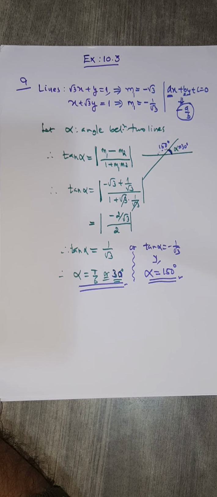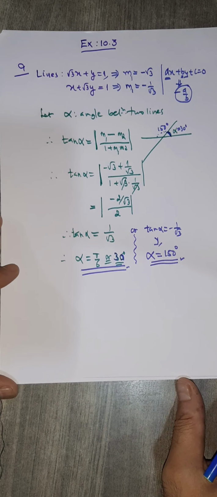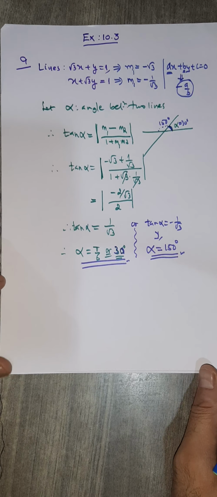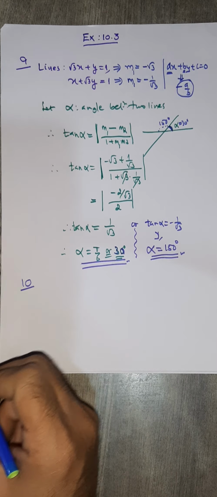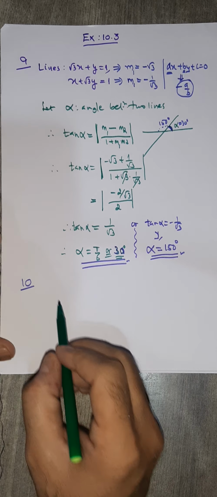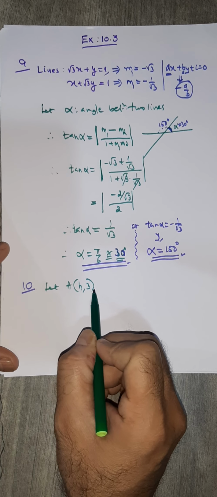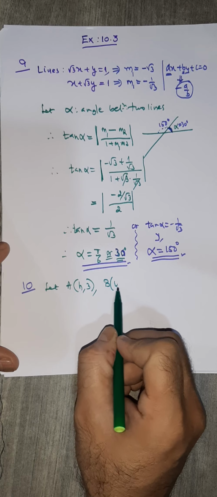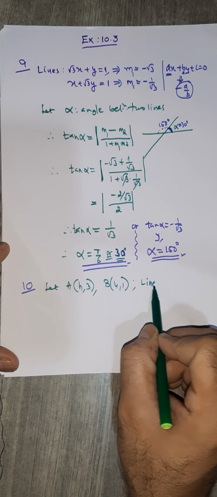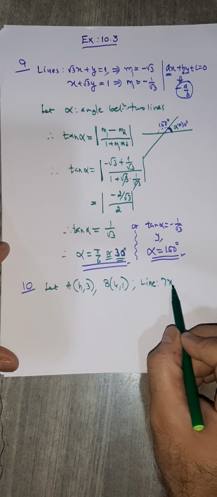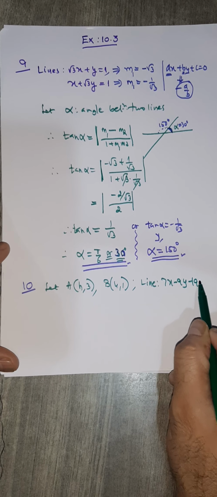Okay. The next question. What does it say? The line through these 2 points intersects the other line at right angle. Find h. Right angle means what? They are perpendicular. You are given two lines in question number 10 which are perpendicular to each other. Let me take the first 2 points as A and B here. So A is h comma 3 and B is 4 comma 1. And you are given one more line. The line is given by 7x minus 9y minus 19 equals to 0.